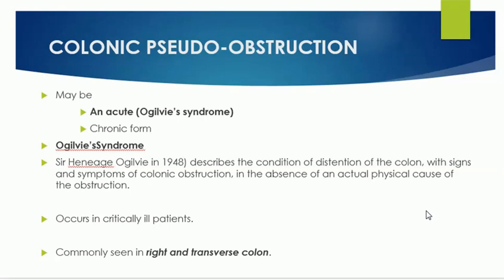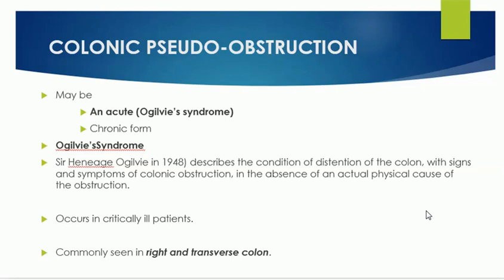Now, Ogilvie syndrome, which is acute colonic pseudo-obstruction, is named after Sir Ogilvie in 1948, who described the condition of distension of the colon with signs and symptoms of chronic obstruction in the absence of an actual physical cause of the obstruction. No mechanical cause was detected in his description. So that's why we call it Ogilvie syndrome, acute colonic pseudo-obstruction.